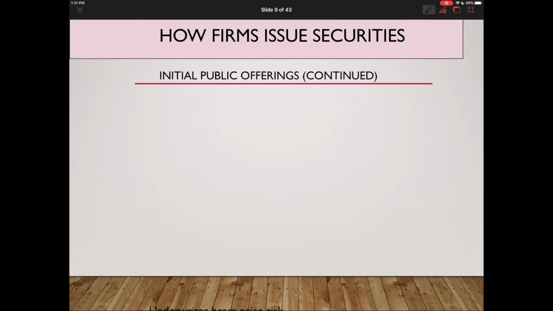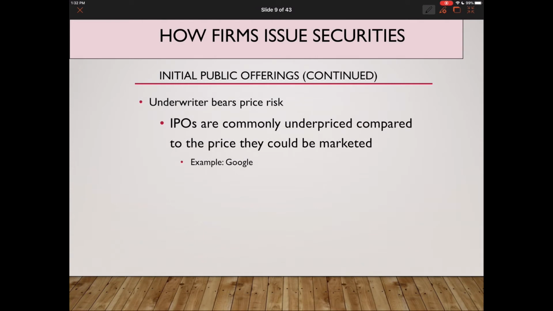So continuing with the IPO process, these underwriters bear what is called price risk. I talked about the firm commitment underwriting, where they are purchasing the shares from the company having the IPO and then redistributing or selling them out on the market to investors. So if the underwriters are left with unmarketable securities, they have to sell at a loss on the secondary market. This is what price risk is for these underwriters. As a result, IPOs are commonly underpriced compared to the price they could be marketed.